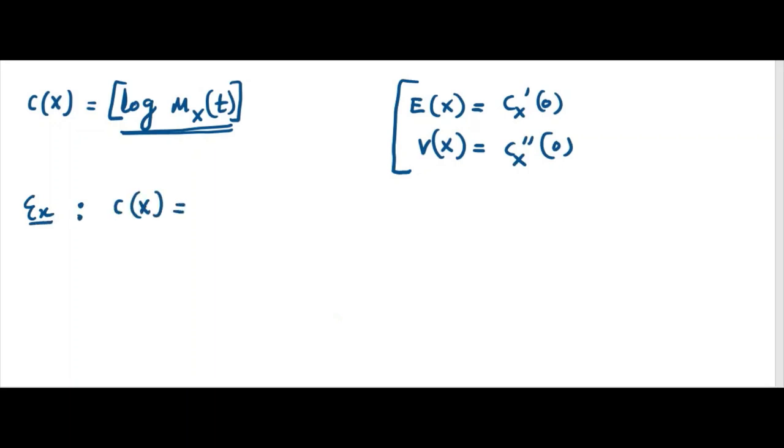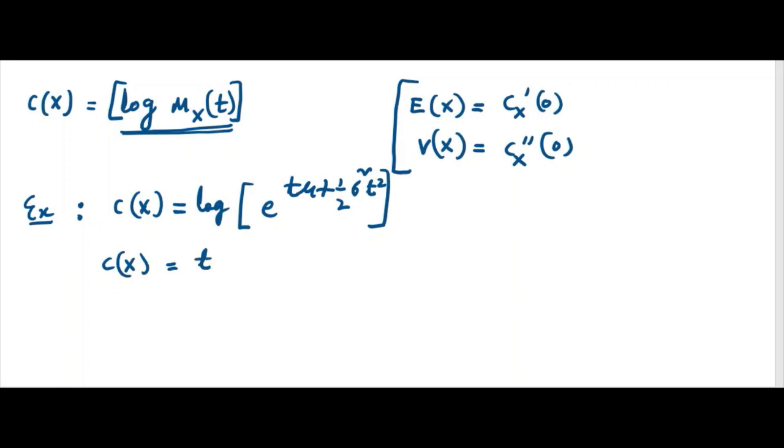So what is C_X? Log M_X(t), right? What is M_X(t)? e to the t mu. What will be C_X? Do you think it will be t mu plus half sigma square t square? Log and e, they will get cancelled, right? Log and e, you should get the exponent. So there is no more e now. Now differentiate.